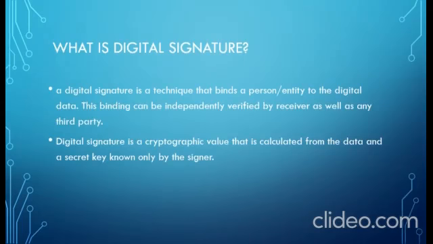First of all, we're going to see what is a digital signature and how it works. What is a digital signature? A digital signature is a mathematical algorithm used to validate the authenticity and integrity of a message. It creates a virtual fingerprint that is unique to a person and is used to identify users and protect the information in a document. It is a cryptographic value that is calculated from the data and a secret key known only by the signer.